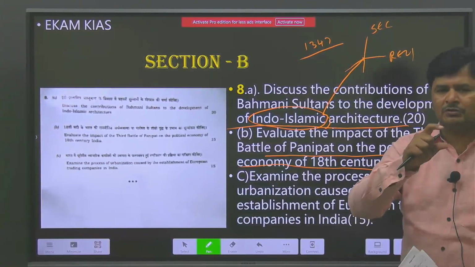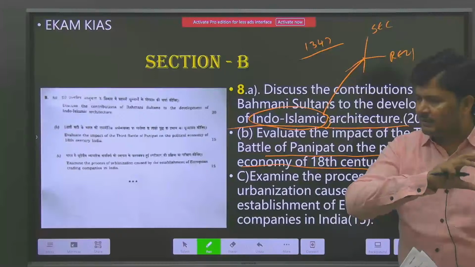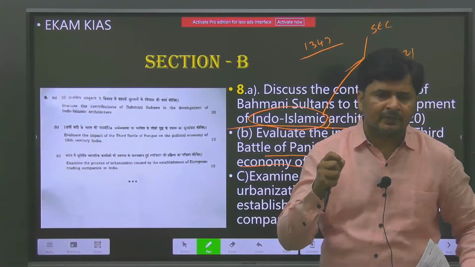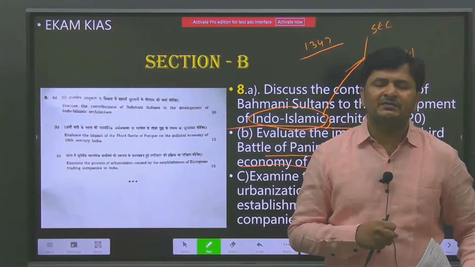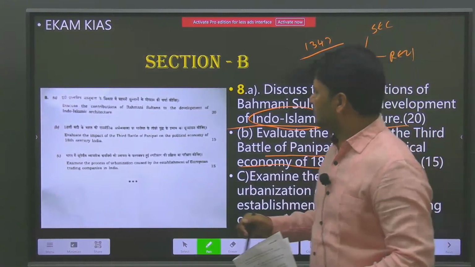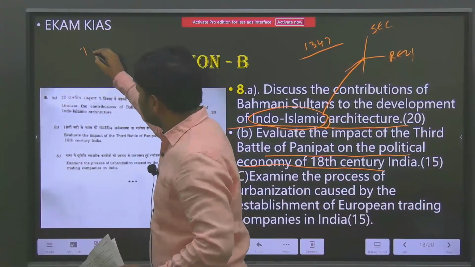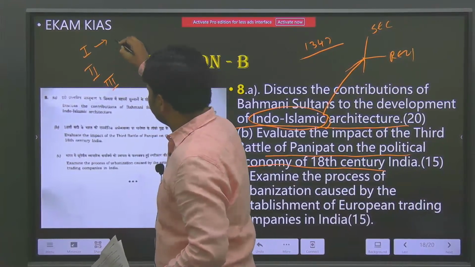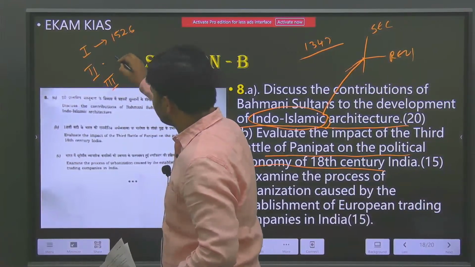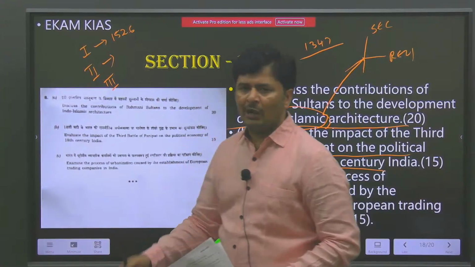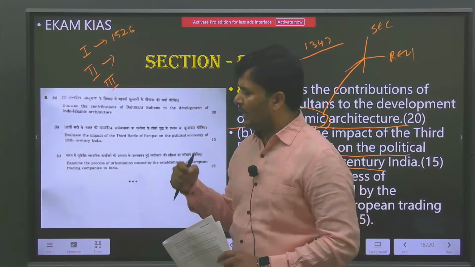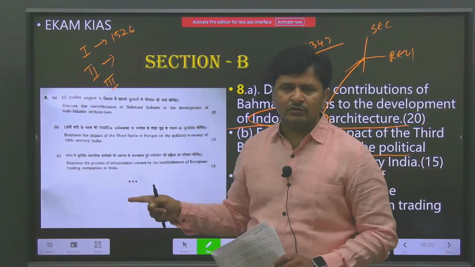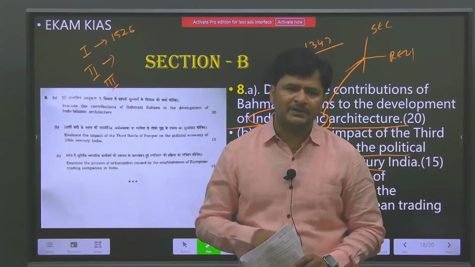Panipat brought empire-changing events in the history of India, because Panipat was a place where we find three historic battles. We have learned the First Battle of Panipat, 1526, between Babur's forces and Ibrahim Lodi's forces. Outcome: Ibrahim Lodi's forces got defeated. The significance of the first Panipat is that the Delhi Sultanate was replaced by the Mughal Sultanate.